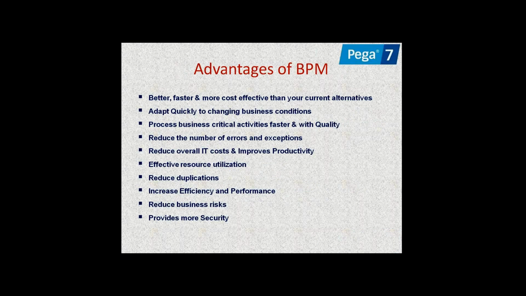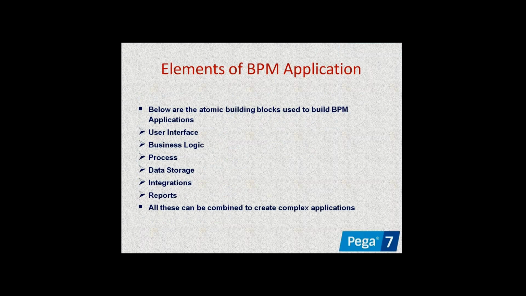And there are some advantages of this BPM. Okay, these are some of the advantages. Better applications we can build in a faster way. Okay, and process business critical activities faster with quality, reduce the number of errors and exceptions. It will reduce the overall production costs. Okay, and reduce the duplications, increase efficiency, performance, security wise, and reduce the business risks. Okay, so these are some of the advantages if you use the BPM in the Pega PRPC tool. Okay, by default it is a methodology incorporated in the Pega applications.